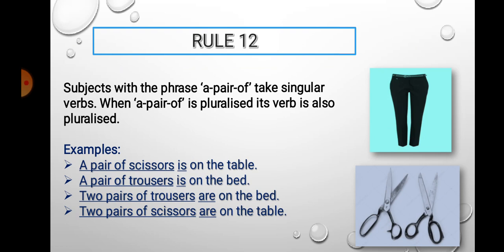Examples are a pair of scissors is on the table. And a pair of trousers is on the bed. And you can have 2 pairs of trousers are on the bed. And 2 pairs of scissors are on the table. Look at them here. Good.